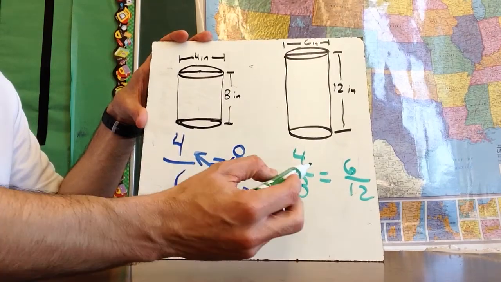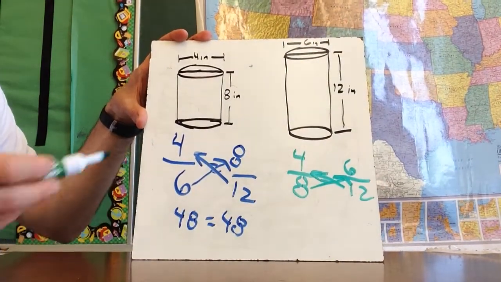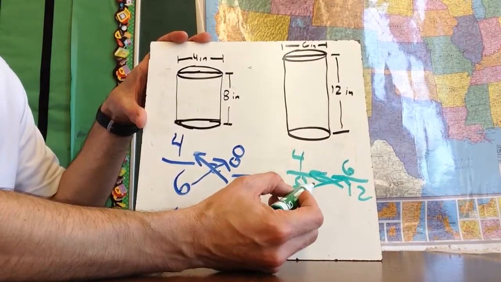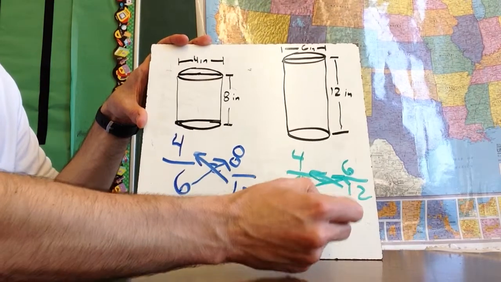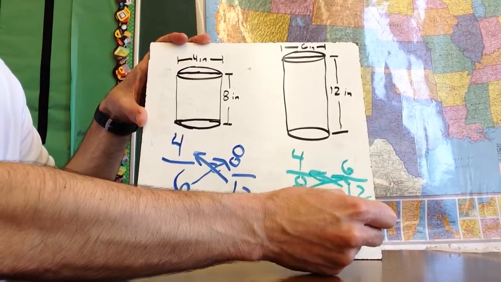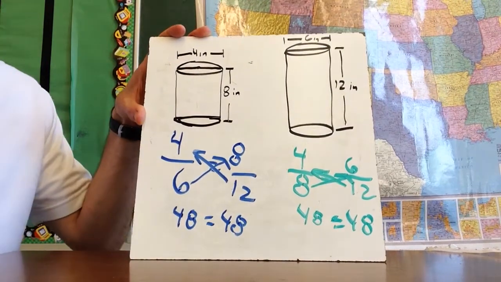If you're looking at the green example, where we used the same cylinder, we just used the radius and the height of the same cylinder. 12 times 4 is 48. 8 times 6 is 48. Again, 48 equals 48. And so that would tell me that these two cylinders are similar.